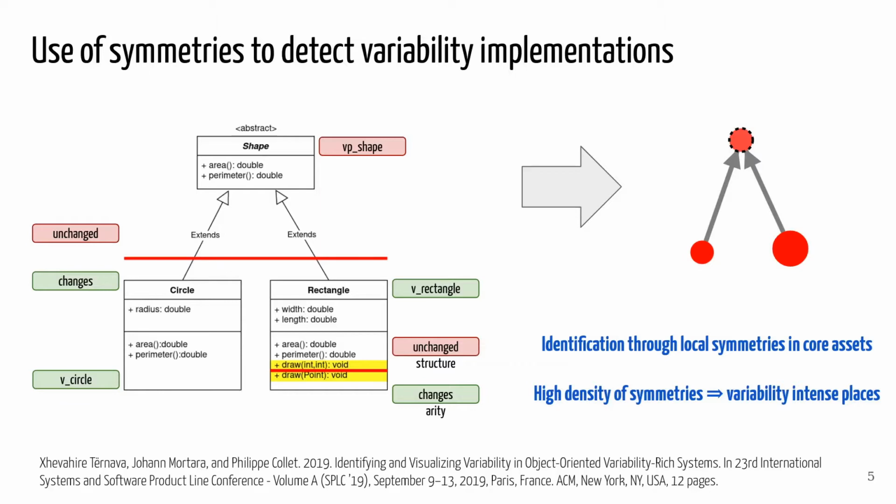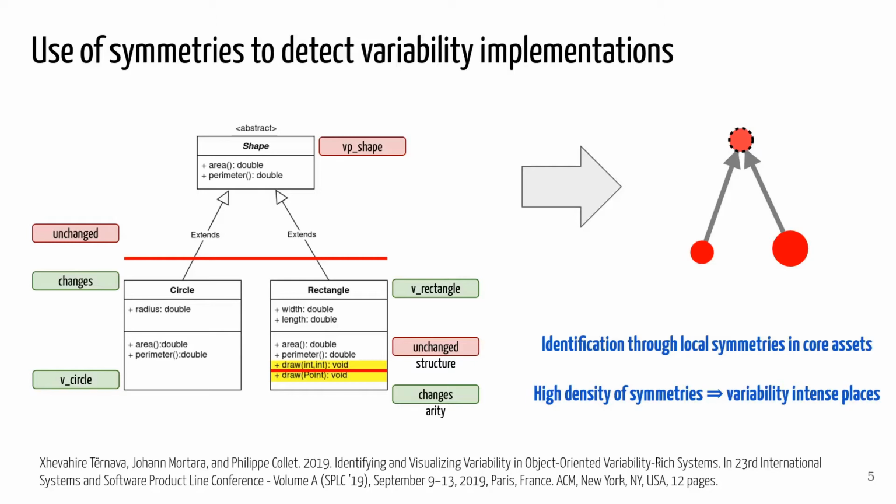You can find more information about this notion of symmetry in this paper, which has been published last year at SPLC. Once these symmetries have been identified, they are displayed using a graph visualization, which is not symmetric itself, but exhibits for each class the different symmetries it possesses. For example, the inheritance relationships between a superclass and its subclasses are the edges of the graph, and the method-level symmetries are shown using different properties of the nodes, such as their color or their size.